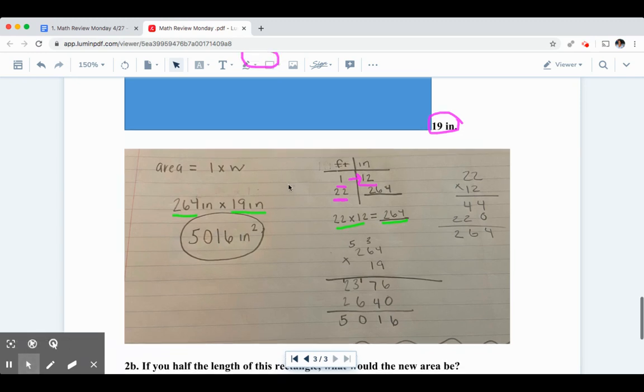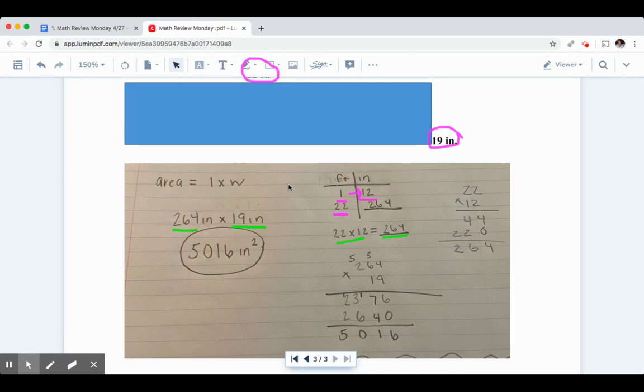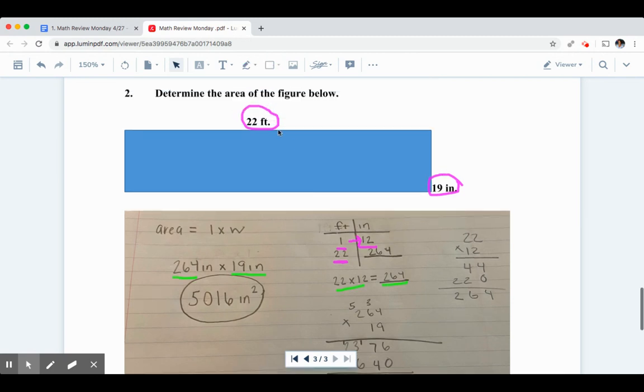So for this problem, we needed to know a couple of different things. We needed to note that the two units were different and that we can't find the area of a figure if it has two different units. Once we found a common unit, we could then use our formula length times width to solve for the area.